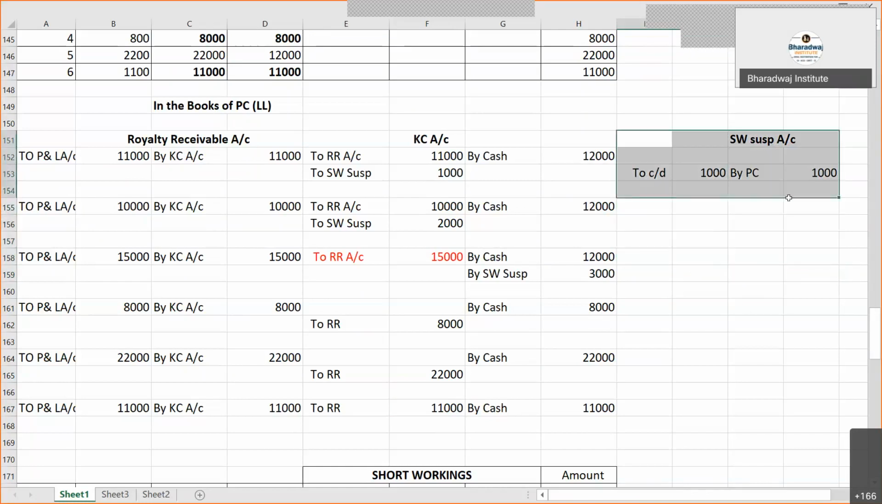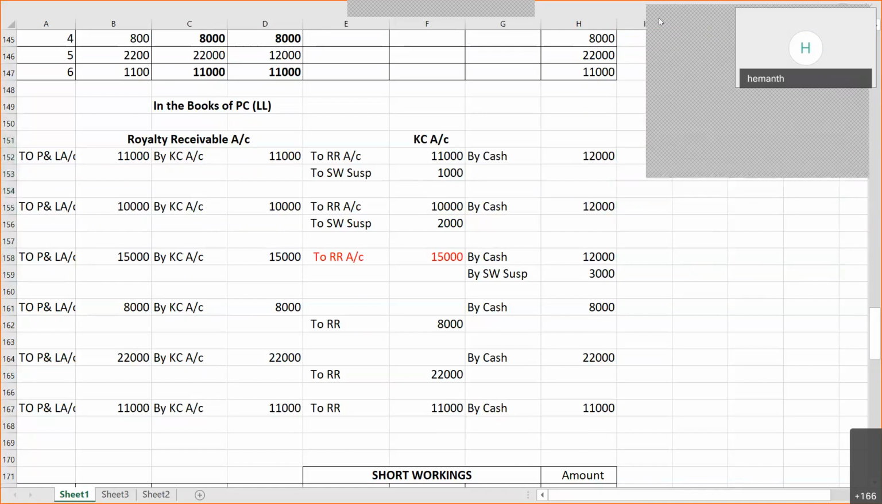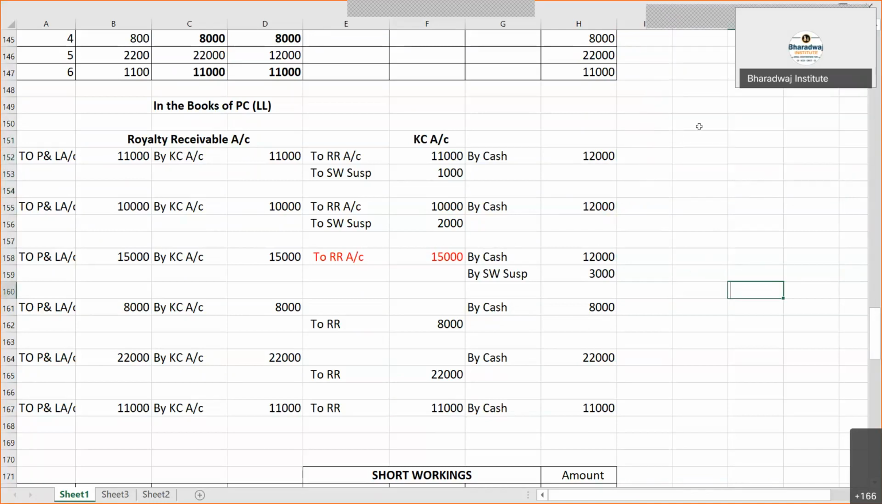What you have to do in case of short working suspense? It's just going to be a mirror image. Everything is just going to be a reverse image. You just prepare the short working suspense account. If it is two short working suspense, it will come as by KC 1,000. It will be carried down, to balance carried down 1,000. Next year by balance brought down 1,000 by KC. 2,000 will be carried down to next year.